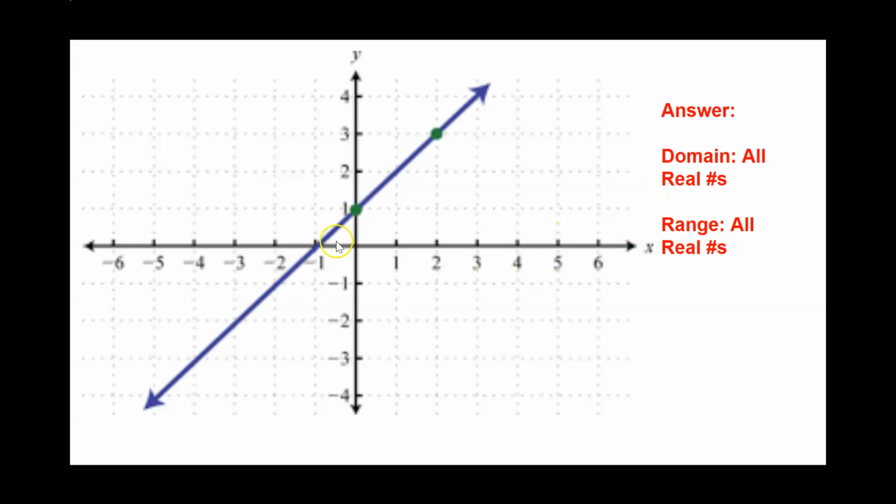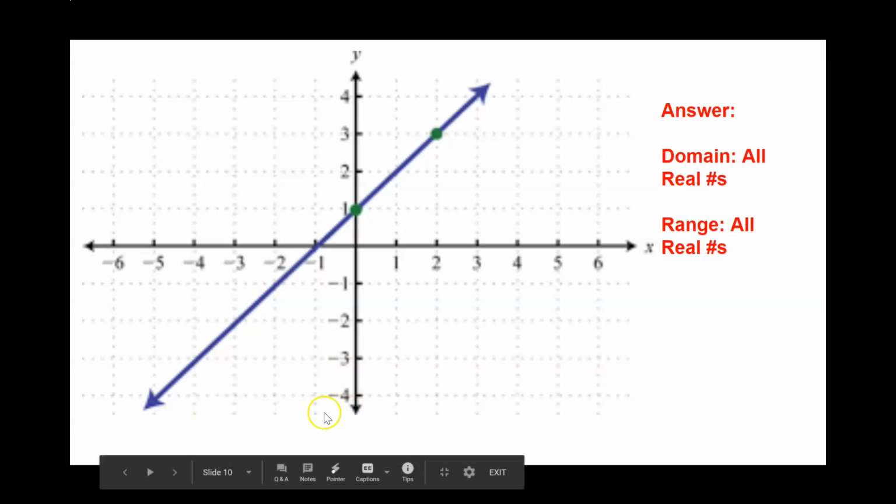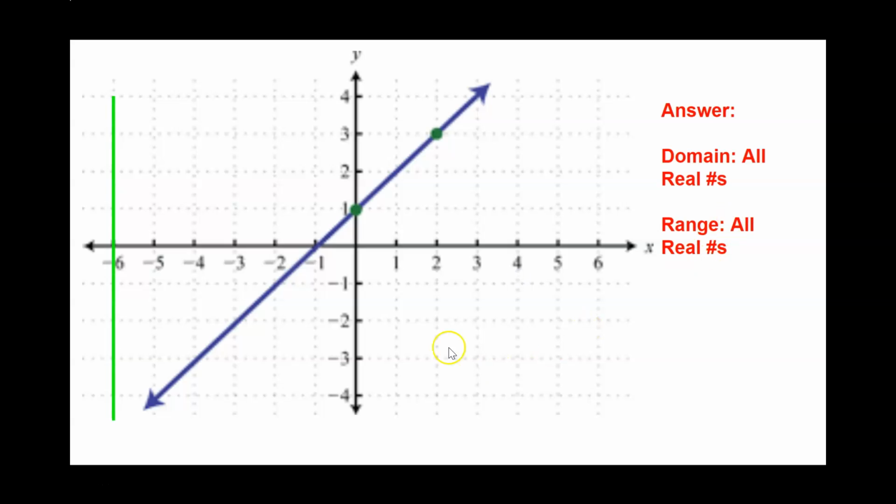The range, we're going to ask how far down does it go? So how far down does this graph go? You think it might stop at -4, but it doesn't, because of the arrow again, it continues on to negative infinity. How far up does it go? To positive infinity, all real numbers.